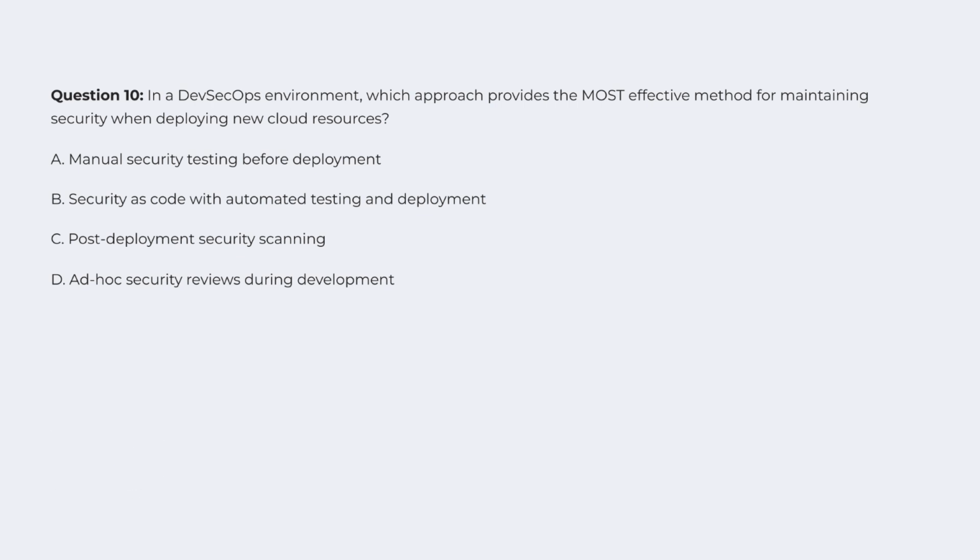Question 10. In a DevSecOps environment, which approach provides the most effective method for maintaining security when deploying new cloud resources? A. Manual security testing before deployment. B. Security as code with automated testing and deployment. C. Post-deployment security scanning. D. Ad hoc security reviews during development.